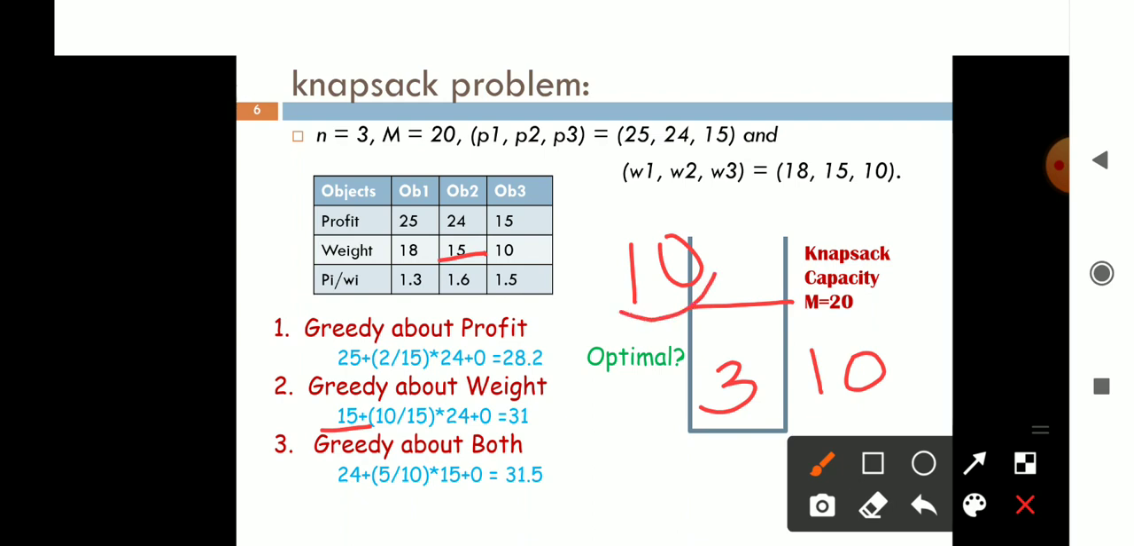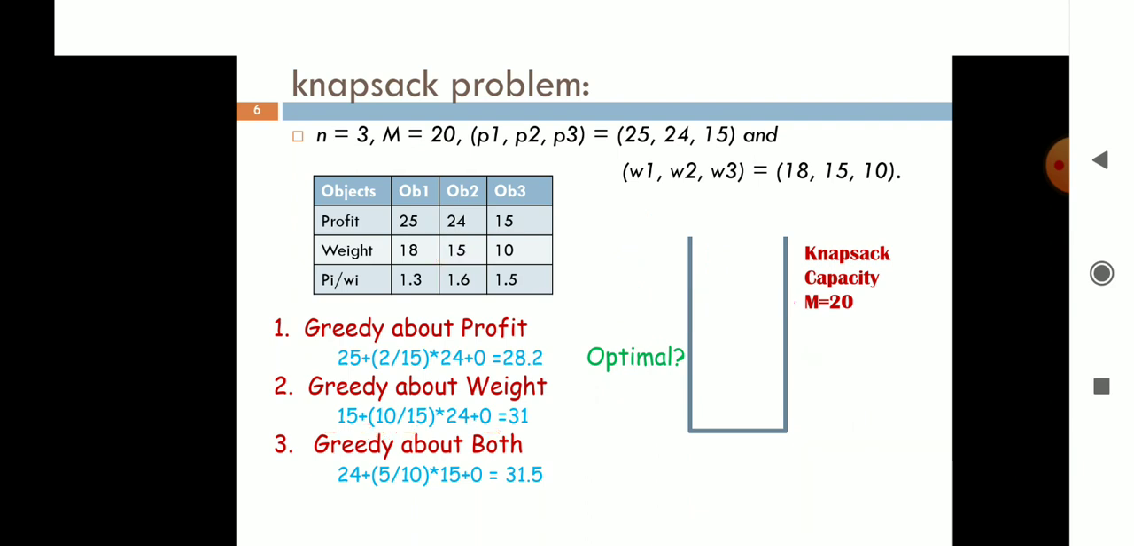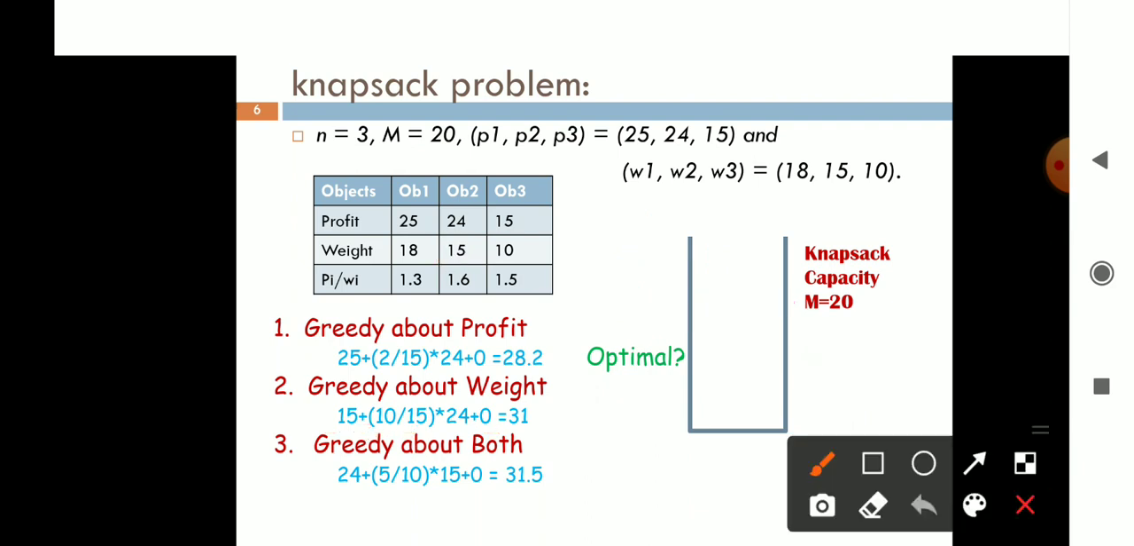But we can't put the whole object. The object weight is 15, but we can't put the whole 15 here. We have to put only 10 parts from the 15. The third object we just skip, because our bag is full now. When we calculate it, we are getting 31 as the value, benefit or profit from the weights. But is that the optimal solution?